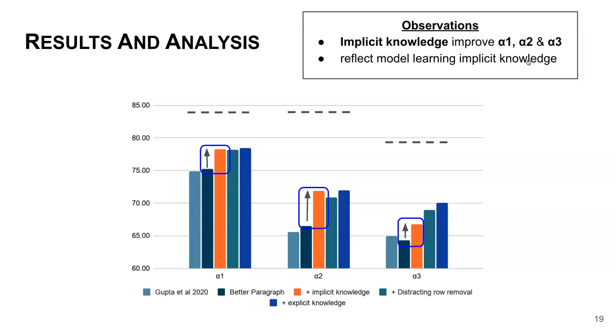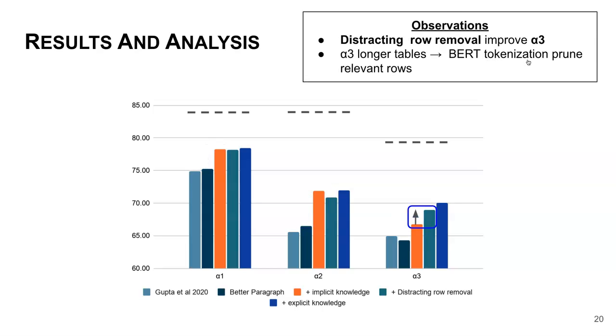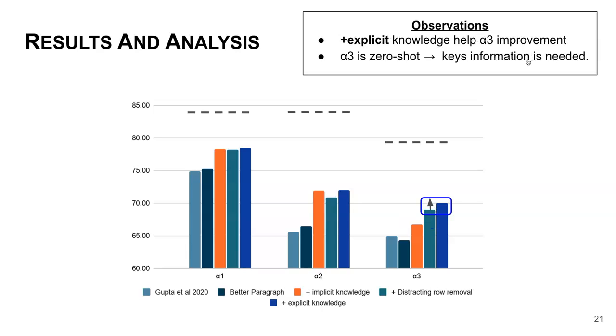We found that implicit knowledge addition improves all three splits, specifically alpha 2 because of its adversarial nature. We also find that the distracting row removal is very important for alpha 3. Alpha 3 has relatively longer tables than alpha 1 and alpha 2, and we also find BERT sometimes prunes relevant information. Thirdly, we found that explicit knowledge addition is very important for alpha 3 because alpha 3 is zero shot and the keys are not seen in the training set. So adding information about those new keys really helps the model improve performance.